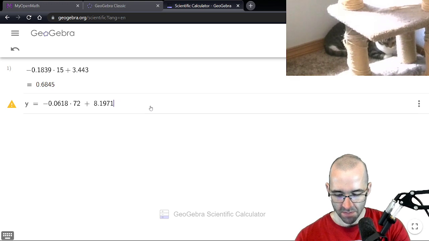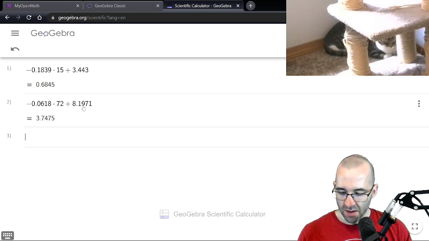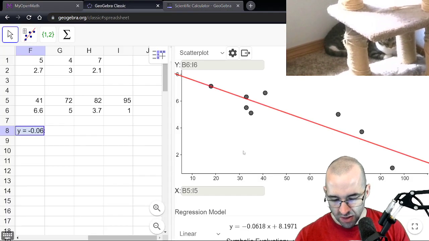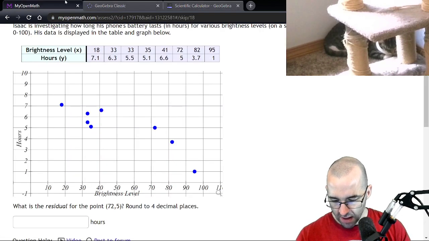Let's clean this up. And it doesn't like the spaces. And it doesn't like something else. 3.7475. So our regression line should be about 3.7 here. Yeah, sure. Looks kind of really close to 4 to me. Did we copy this down right? Yeah, we did. Okay. And how far is that from the actual value of 5?